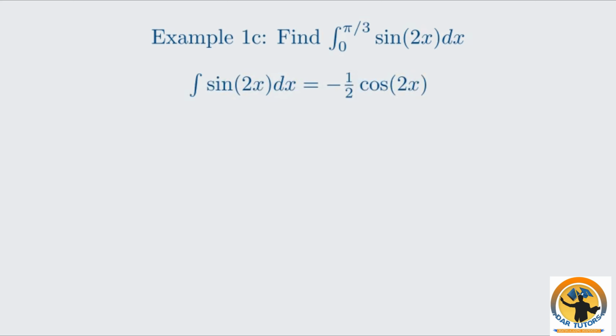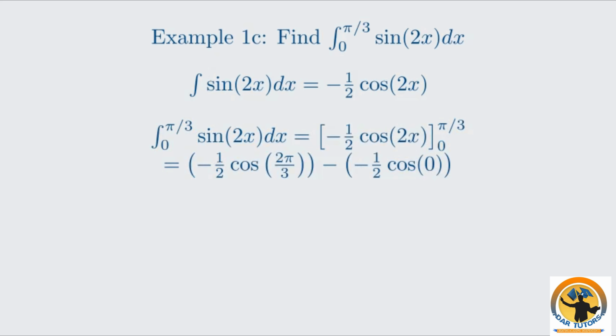Now we evaluate this antiderivative at the limits. We substitute pi over 3 and 0 into our antiderivative and subtract. This gives us negative 1/2 cosine of 2 pi over 3 minus negative 1/2 cosine of 0. Let's recall the values of these trigonometric functions. Cosine of 2 pi over 3 is negative 1/2, and cosine of 0 is 1. Substituting these values, we get negative 1/2 times negative 1/2 plus 1/2 times 1. This simplifies to 1/4 plus 1/2, which equals 3/4. So the value of the integral is 3/4.